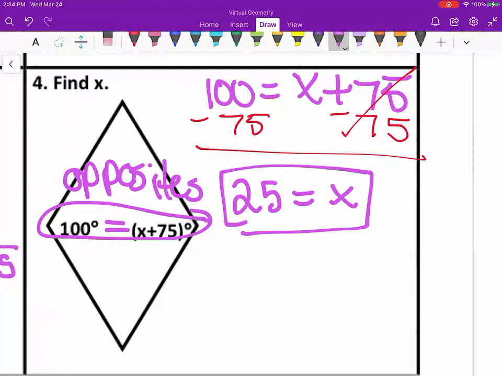Okay, guys, I hope you enjoyed learning a little bit about the rhombus. But again, remember, every property that we did with parallelograms is going to go on here as well, like this one we just saw in example 4.